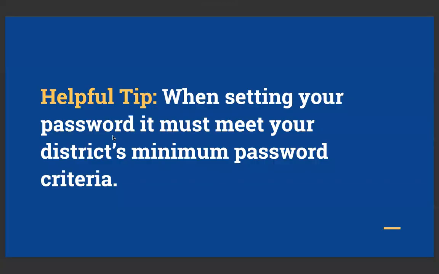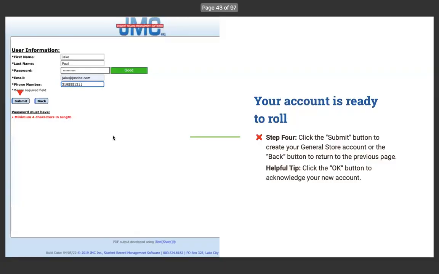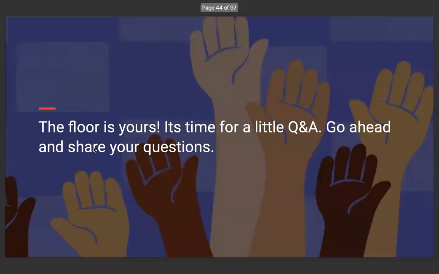When setting your password, it must meet your district's minimum password criteria. Your district sets that password criteria. Step 4, click the submit button to create your general store account, or the back button to return to the previous page. Helpful tip: click the OK button to acknowledge your new account. So once you click submit, it'll bring up a pop-up and say, hey, you're ready to go, something like that, and you'll click OK. So really easy to do here.